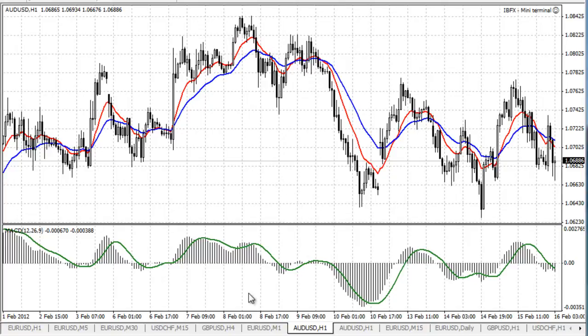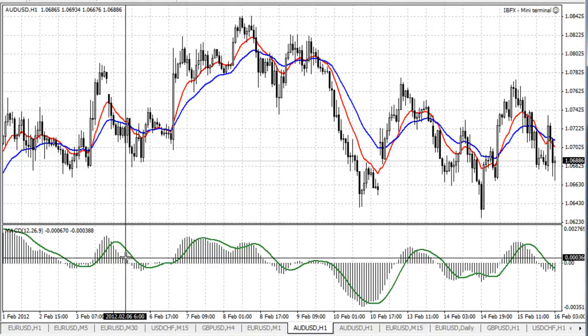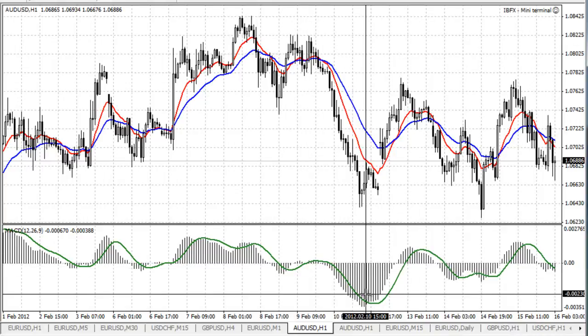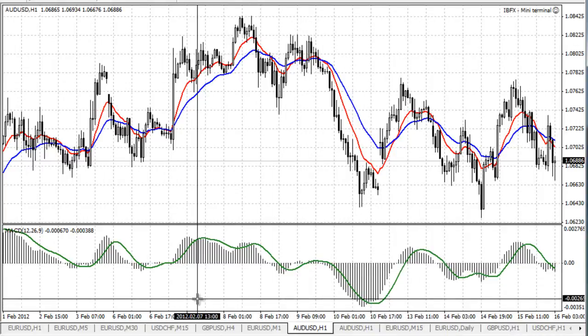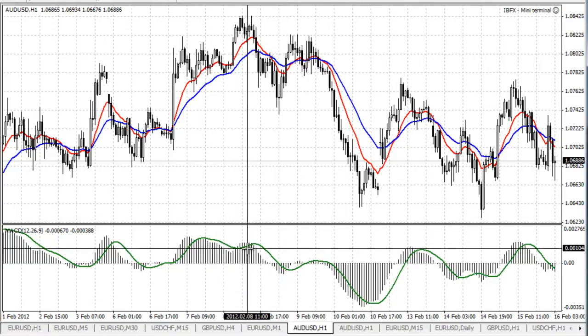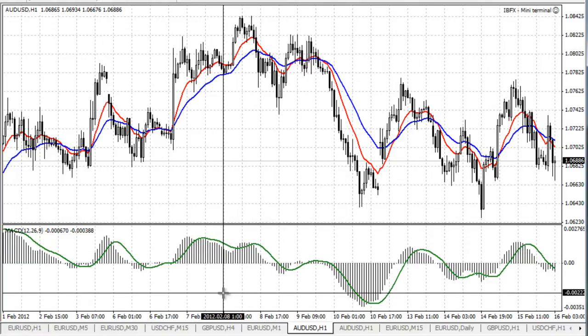First of all, down the bottom here on the indicator, the histogram shape that we're looking at, this is in fact the MACD. So this histogram is showing you the difference between the 12-period and the 26-period exponential moving averages. The green line that we see moving through the indicator, this is the signal line. So this is a 9-period simple moving average of the histogram of the MACD.